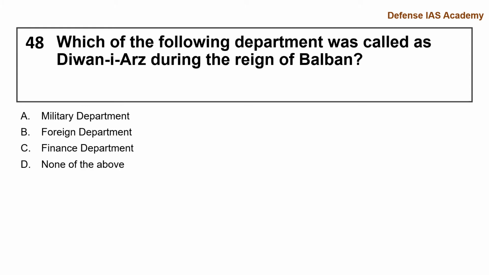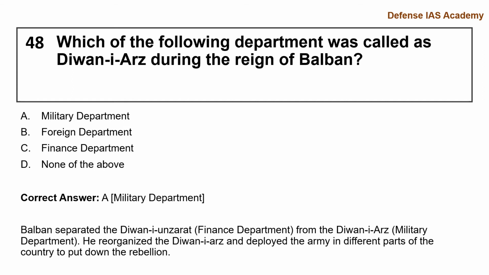Question 48. Which of the following department was called Diwan-e-Ars during the reign of Balban? The correct answer is option A, military department. Military department was called as Diwan-e-Ars. Balban separated the Diwan-e-Wizarat, that is the finance department, from Diwan-e-Ars, the military department. He organized the Diwan-e-Ars and deployed the army in different parts of the country to put down the rebellion.